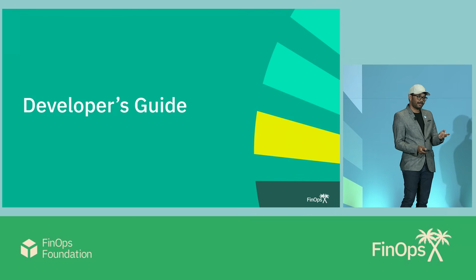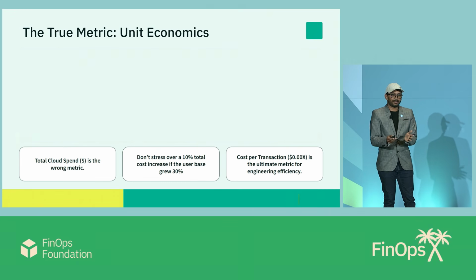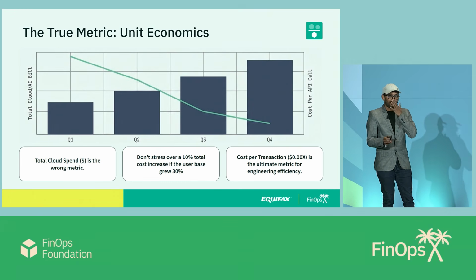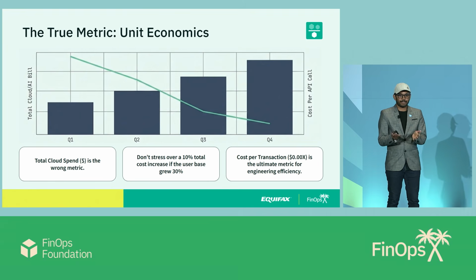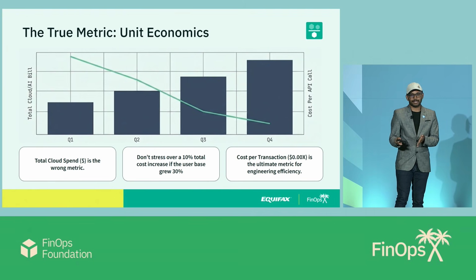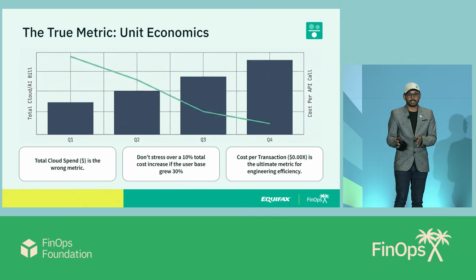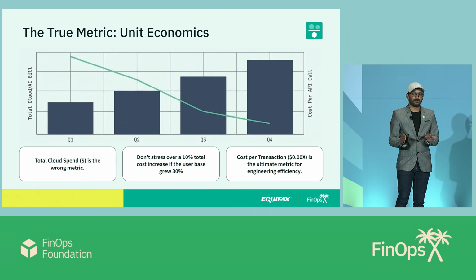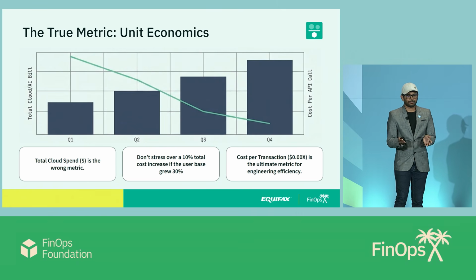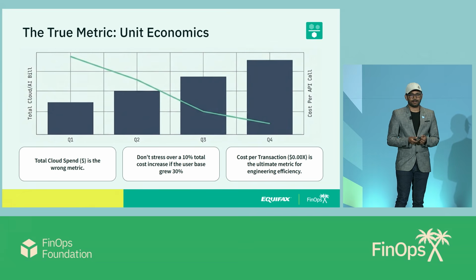And with that, I would like to give you a developer's guide for these topics that we have discussed. At the end of the day, total cloud spend is a vanity metric. Do not stress over a 10% increase in your cloud bill if your user base grows by 30%. Cost per transaction is the ultimate metric for engineering efficiency. It's the only language that aligns finance, product, and engineers into a single source of truth.